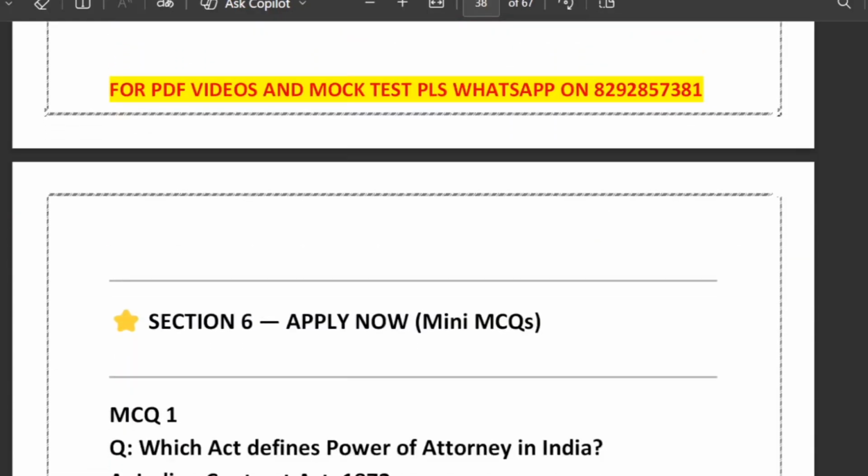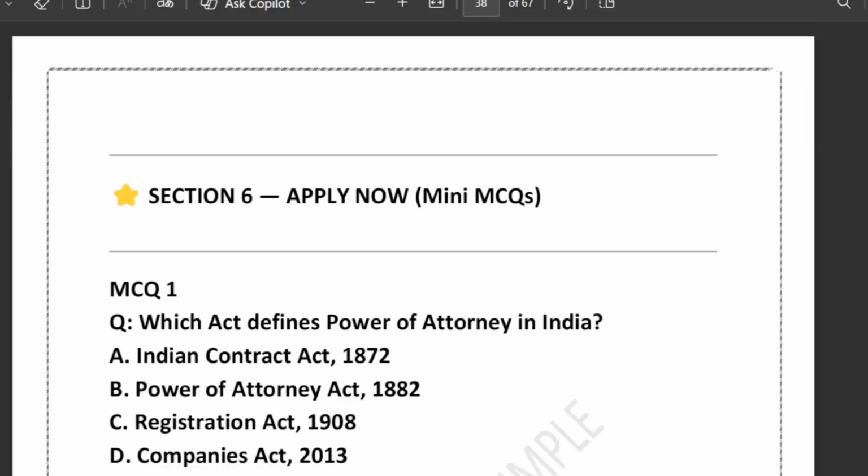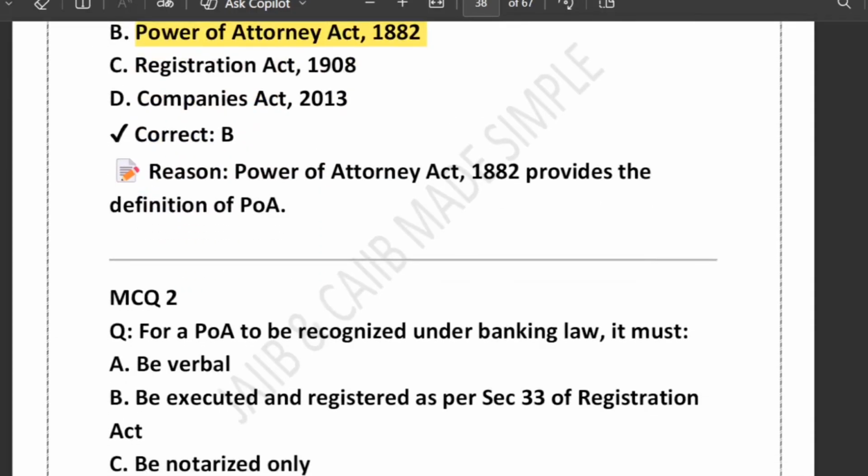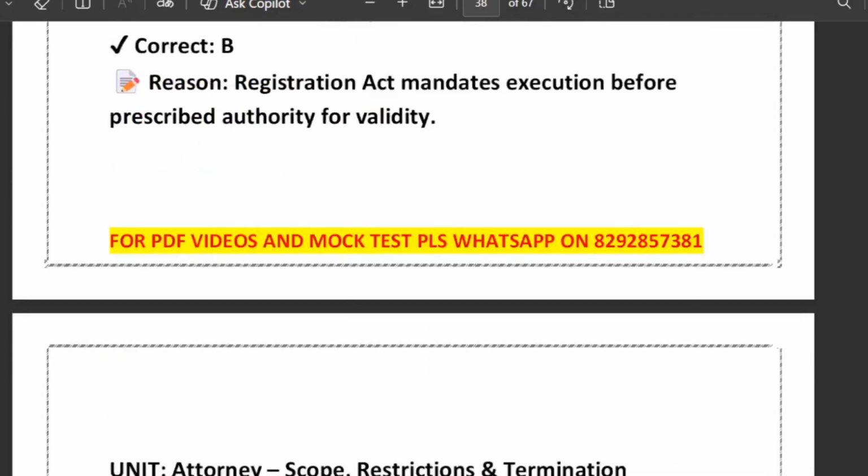So the question is, which act defined power of attorney in India? Obviously, Power of Attorney Act 1882. Next question is, for a POA to be recognized under the banking law, it must be executed and registered as per Section 33 of the Registration Act. Option B is the correct one.